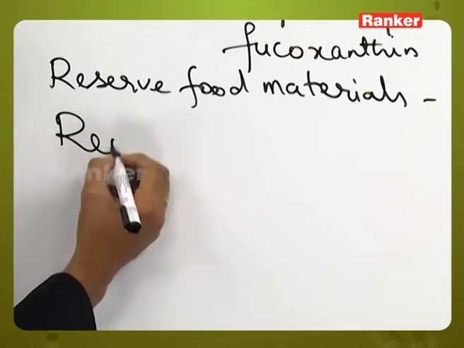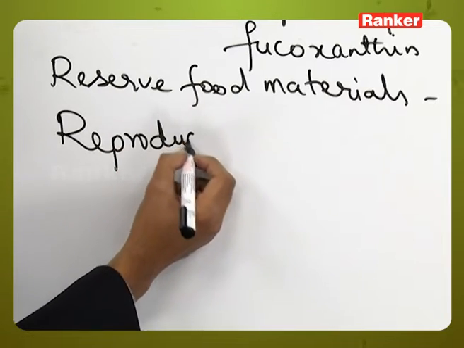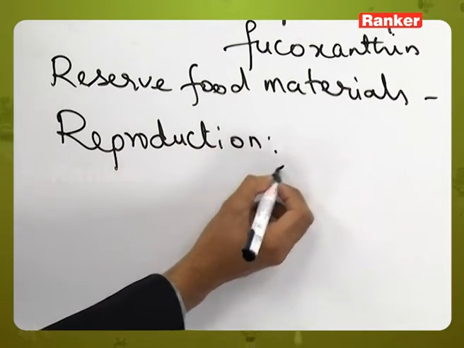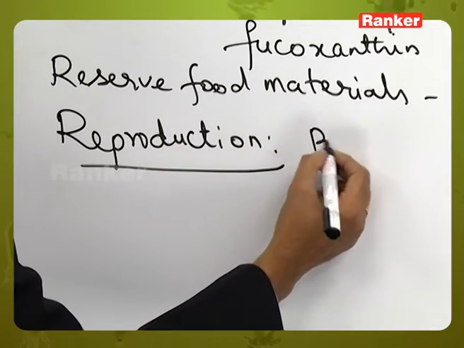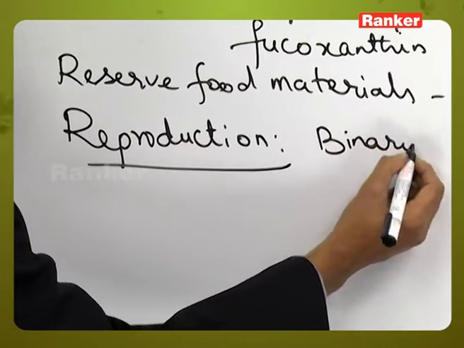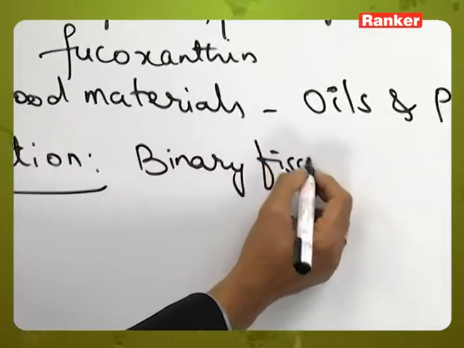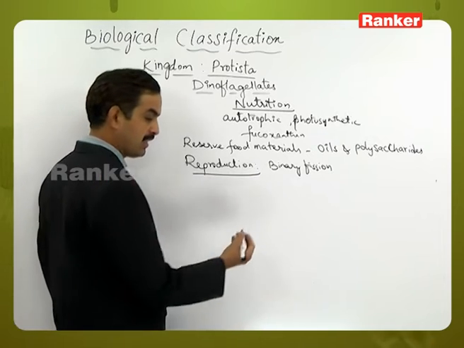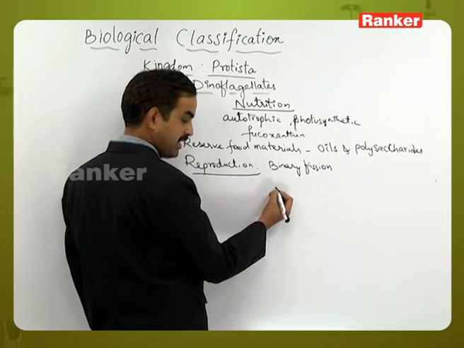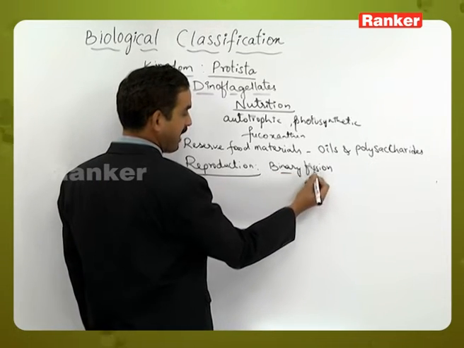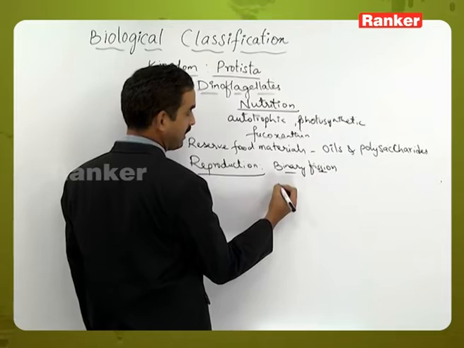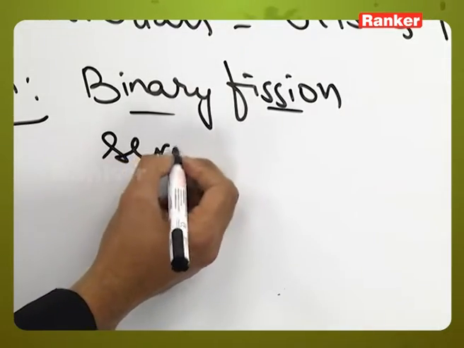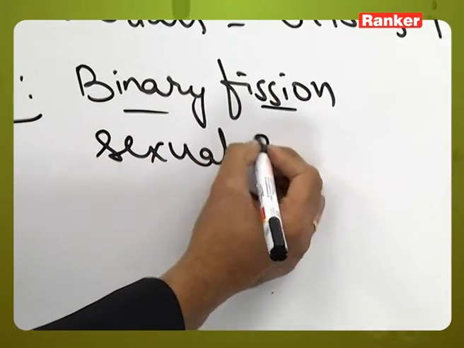The next one is the reproductive process. They perform reproduction by binary fission, which is the asexual method of reproduction. Usually they perform only binary fission, and sexual reproduction is absent in most cases.